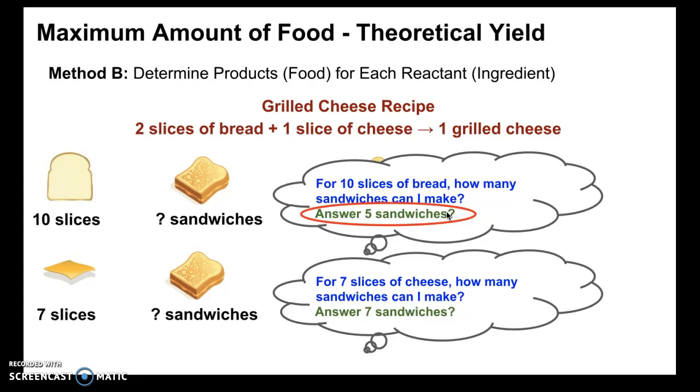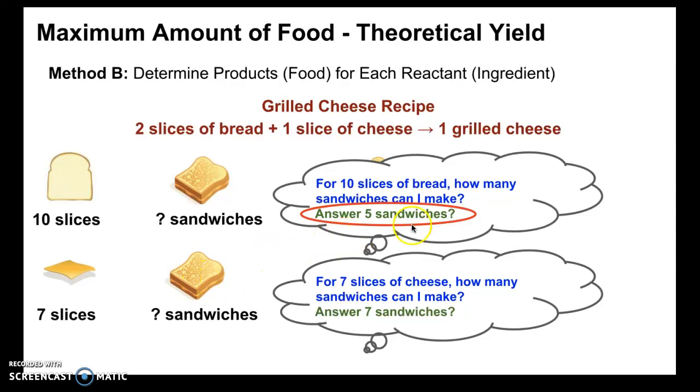We said in video 1 that when we're using method B, we're trying to figure out how much product or food we can make from each ingredient separately. And we have to do both of them so that we can then compare. So for the 10 slices of bread, we can make 5 sandwiches. For the 7 slices of cheese, we could make 7 sandwiches.